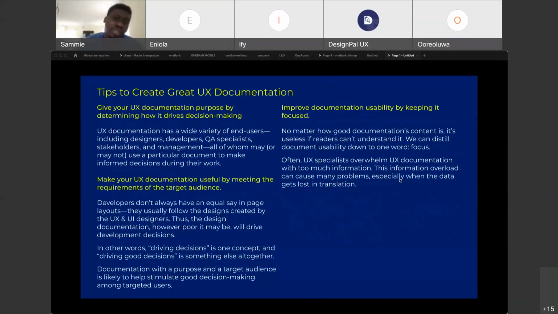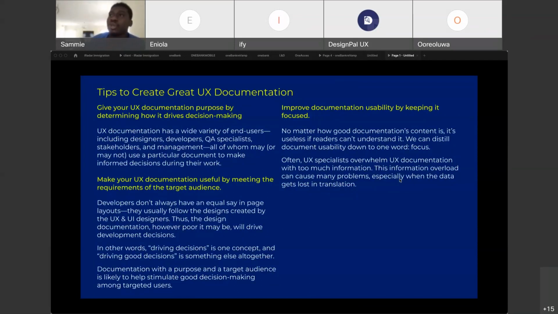So yeah, this is the last page of the slide. Now, tips to create great UX documentation. Give your documentation purpose by determining how it drives decisions. UX documentation has a wide variety of end users, including designers, developers, QA specialists, I know I've mentioned this before, stakeholders and management, all of whom may or may not use a particular document to make informed decisions during work.